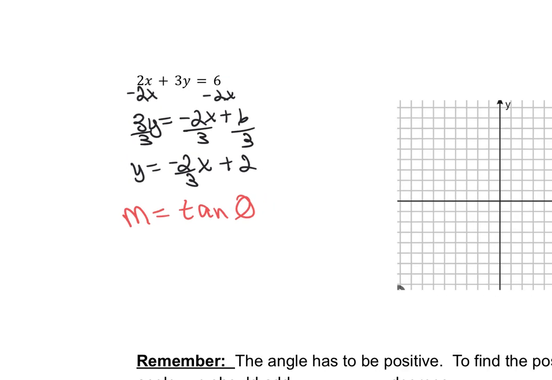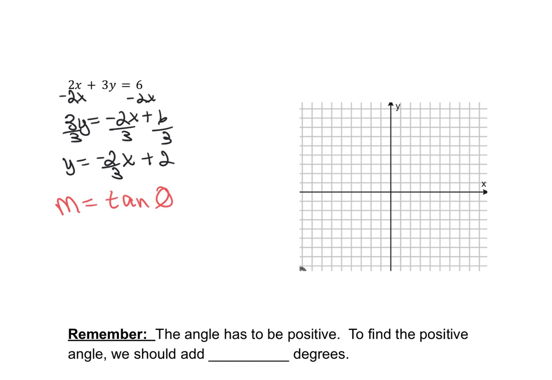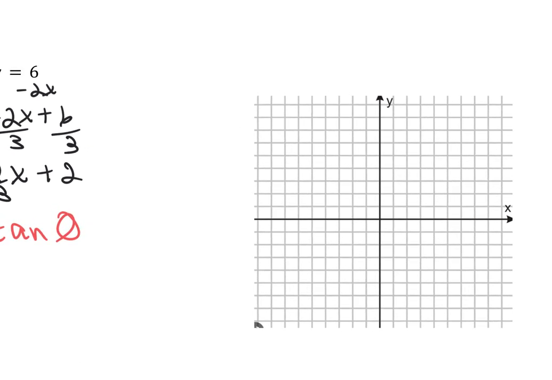Okay, and let's go ahead before I start solving anything. Let's see how big of an angle we actually have here that we're working with. So I have my y-intercept is at 2. Okay, so here's my y-intercept, and my slope is negative 2/3. So I'm going to go down 2 over 3, down 2 over 3, up 2, back 3, and I've got my line.